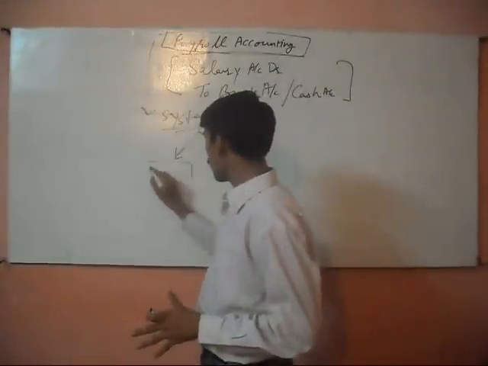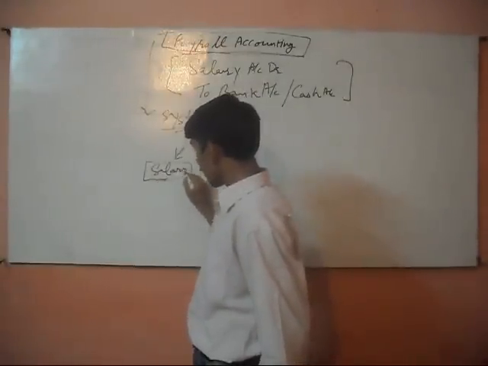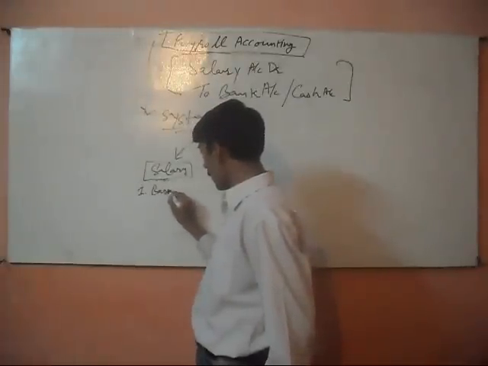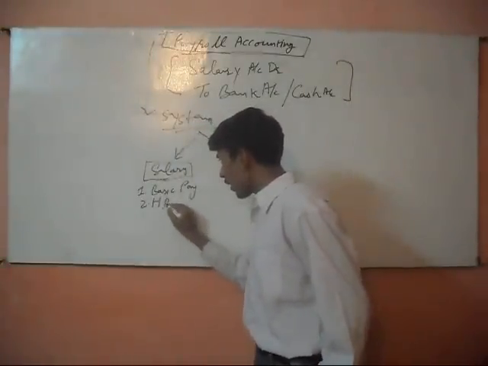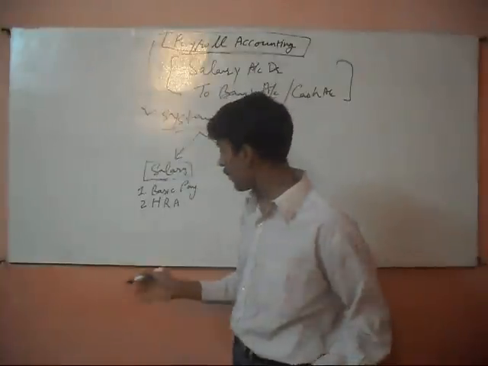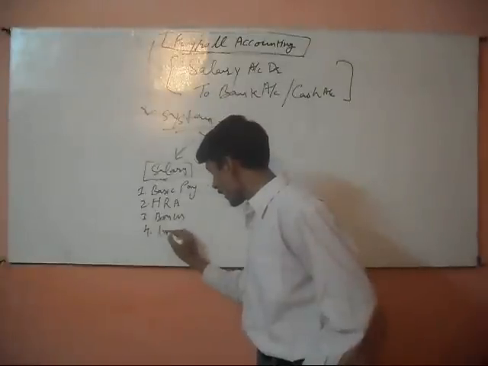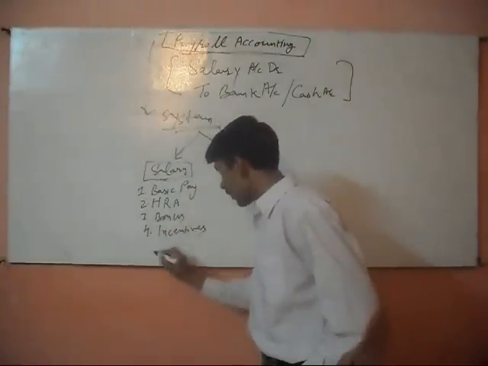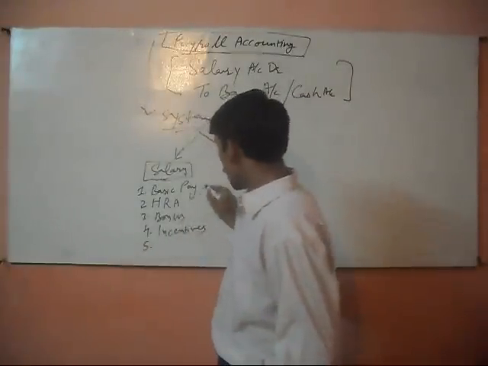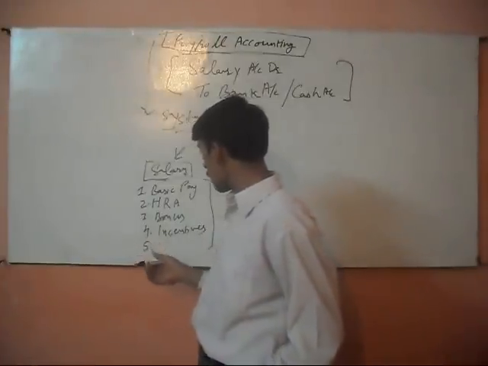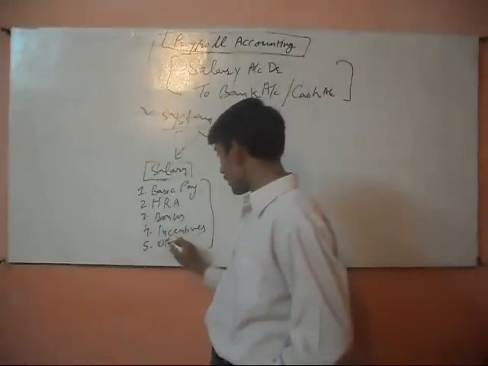One is what the employer gives him in salary, meaning basic pay. Second, house rent allowance on the basis of basic pay. Third, bonus. Fourth, incentives. Fifth, any other things which are given by the employer to the employee, other benefits.